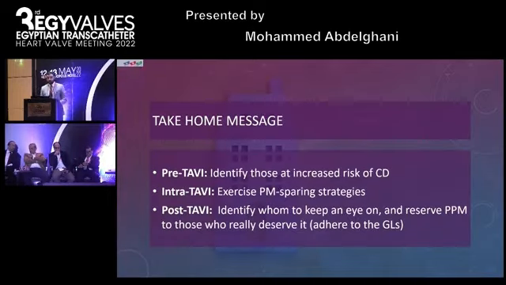You can refer to the pacing guidelines of the ESC published in 2021, and they will take you there. So my take-home message is that pre-TAVI, please identify those at increased risk of conduction disturbances. Intra-procedural, please exercise pacemaker sparing strategies we have been through. And post-TAVI, identify whom to keep an eye on. Some patients deserve a closer follow-up and closer surveillance, and reserve permanent pacemaker to those who really deserve it. Please adhere to the guidelines.